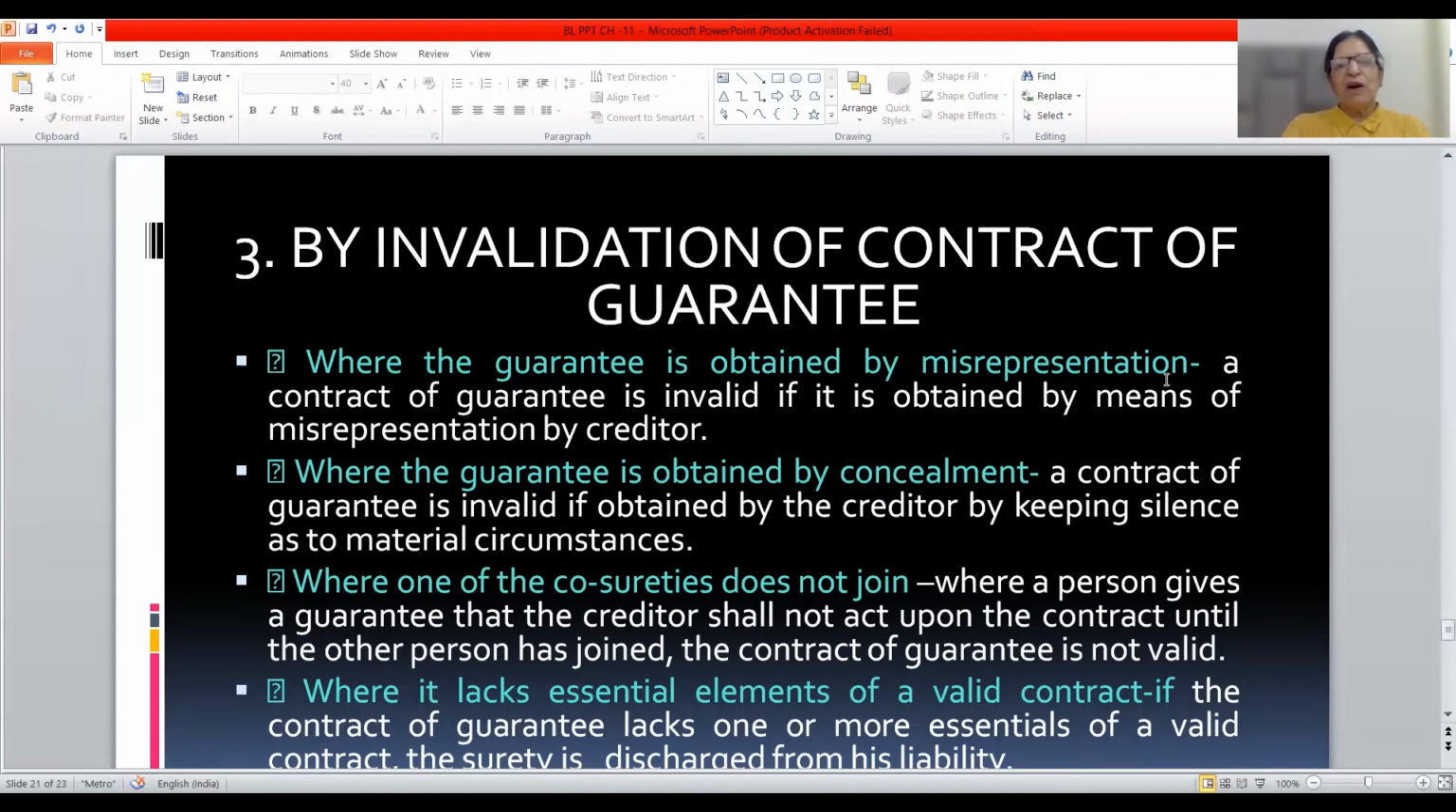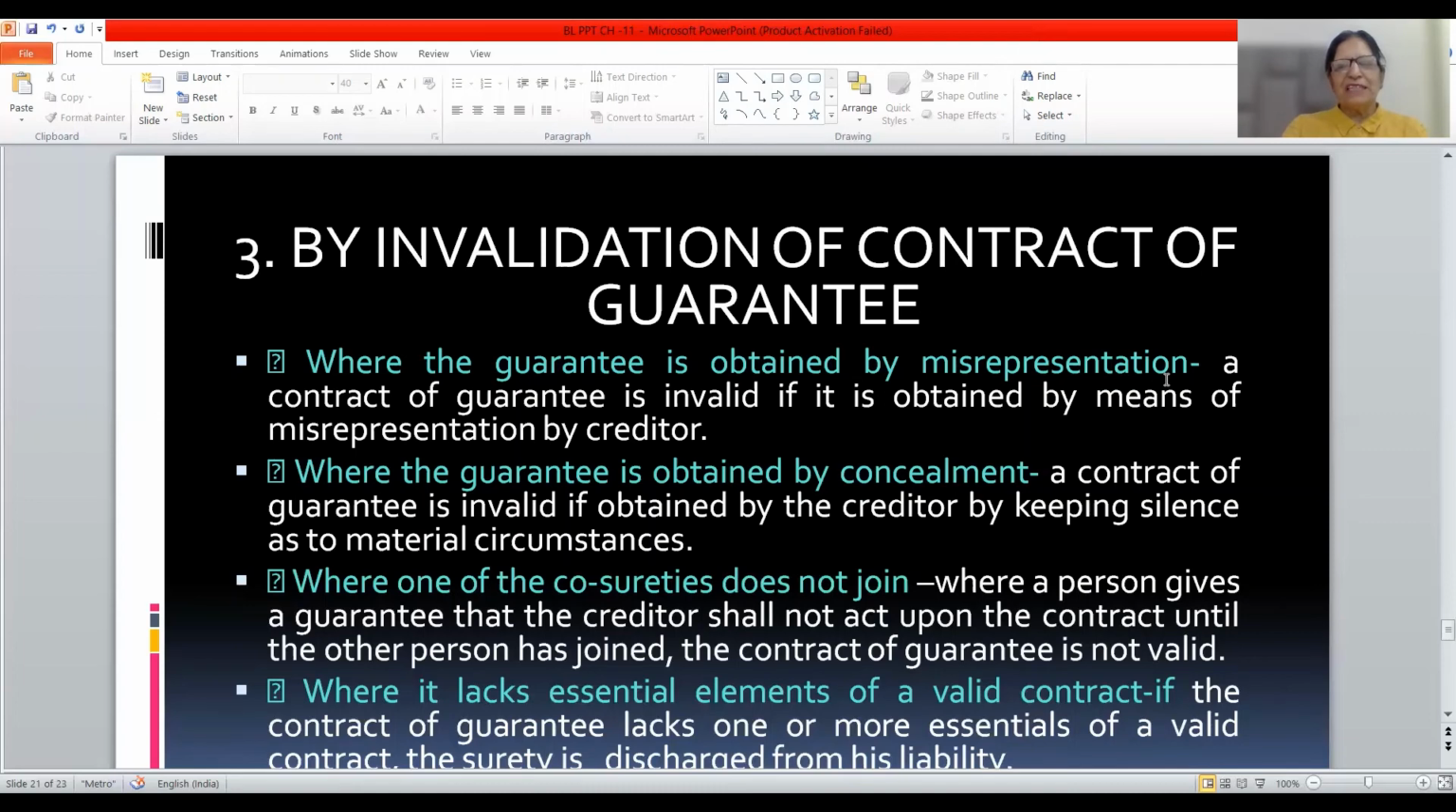The first was about the nature and extent of surety's liability. Second was about the rights of surety against different parties: debtor, creditor, and co-sureties. And the last heading is how the surety is discharged from his liability. Three ways: revocation, then by act or conduct of the creditor, and by invalidation of the contract of guarantee. So with this, I have put an end to this chapter.